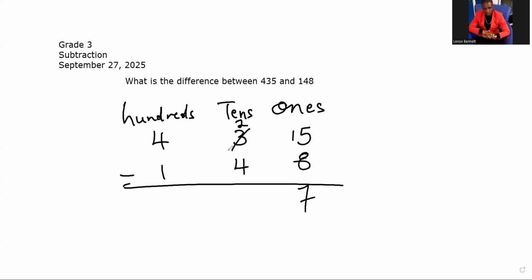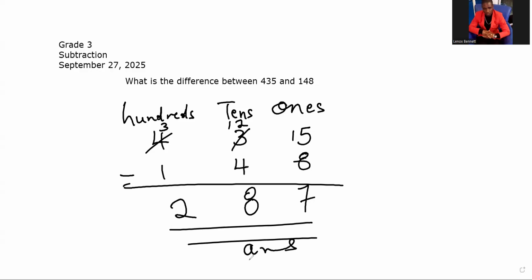4 from 2, we can't. So we have 20, we cannot take 40 out of it, right? Because this is 2 tens, 4 tens. So we're going to borrow 100, and that leaves 300. And this becomes 120 or 12. So 4 from 12, leaves 8. This one is very similar to the one we just did. 1 from 3, leaves 2. So our answer is 287. Make a note of it, please, and I'm going to make you guys try one.